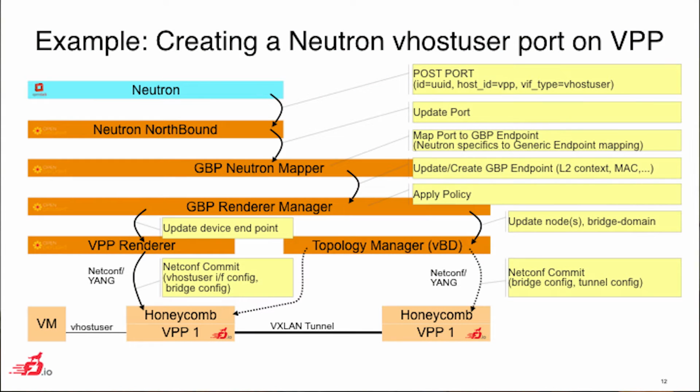So if we go into more detail, it's a typical workflow. Neutron generates port creation. This port creation will create a GBP endpoint. Are you guys familiar with GBP and endpoints and this kind of terminology?